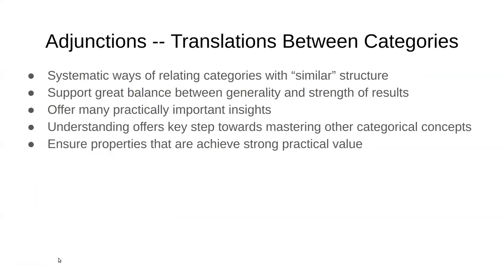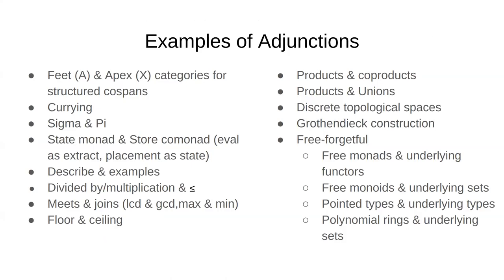Now, one of the reasons that adjunctions are such an important thing to think about is that they're kind of a gateway to a lot of other key concepts in applied category theory. So I'm just listing some here, okay? We're gonna be concentrating on the first of these, feet and apices. And it turns out adjunctions are involved at a central level in this structure, cospans. We're gonna be coming back to those to explain them, but we're gonna be able to explain them much more deeply with adjunctions. But it's a lot deeper than that.